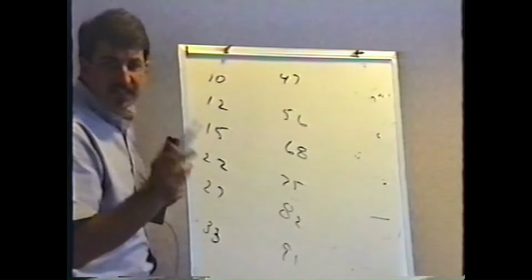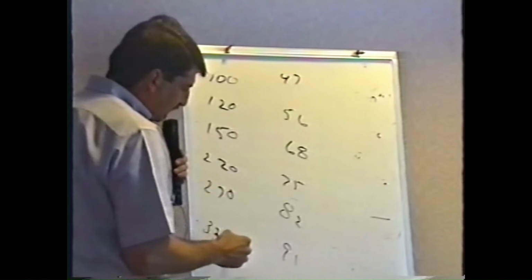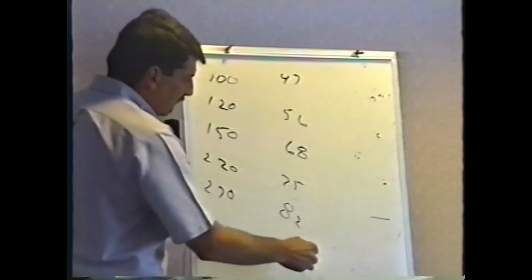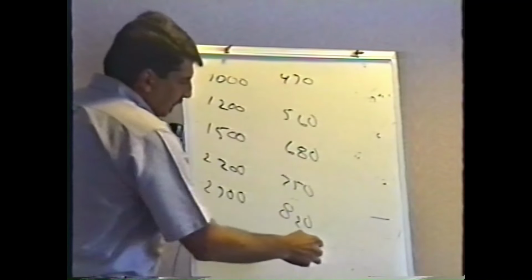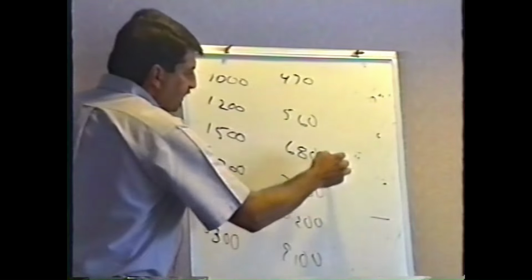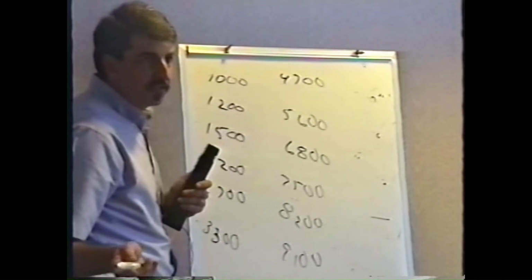But I see powers of 10. In other words, I see 100 ohms is common, 120, 150, 220, 270, and so on. These are all common values. So are these, 1,000, 1,200, 1,500, 2,200. What's changing here? Just the third band, huh? The multiplier is the only thing that's changing here.